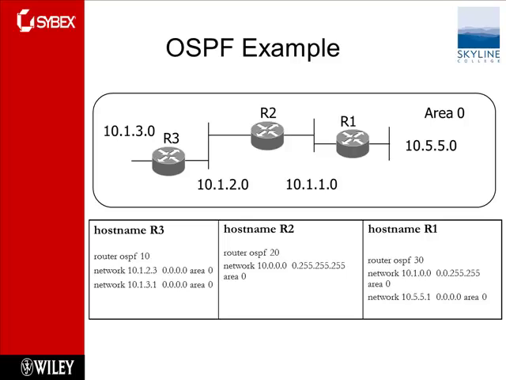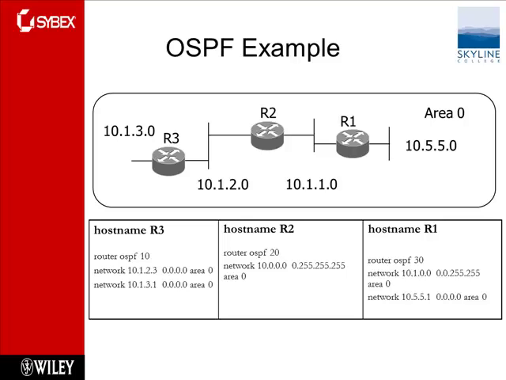On this one, routers 1, 2, and 3, area 0. On all of these, hostname router 3, router OSPF 10, the process, and this one's router OSPF 20, and one is router OSPF 30, doesn't matter. Process ID is only significant to the computer. It just tells the router which instance to look for that process.